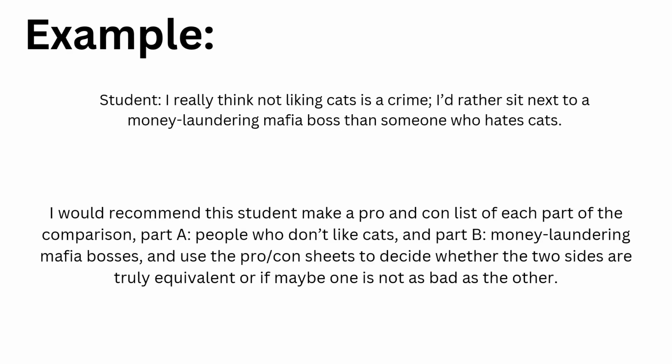So in this final example, the student writes, I really think not liking cats is a crime. I'd rather sit next to a money laundering mafia boss than someone who hates cats. For this, I would recommend this student make a pro and con list of each part of the comparison. Part A, people who don't like cats, and part B, money laundering mafia bosses. And use the pro-con sheets to decide whether the two sides are truly equivalent or if maybe one is not as bad as the other.